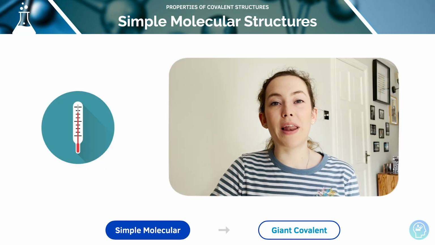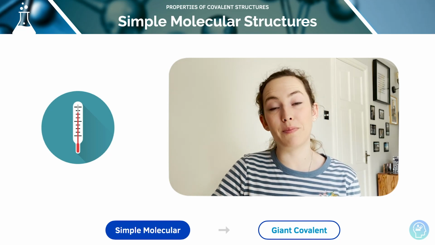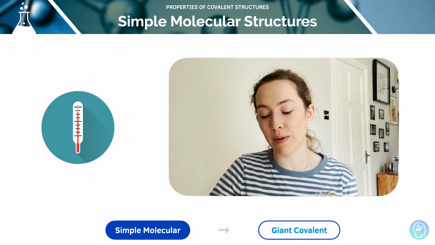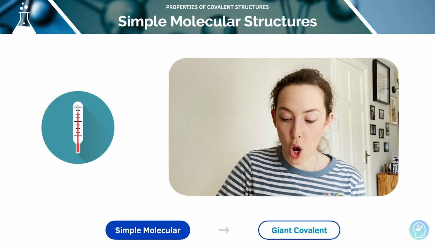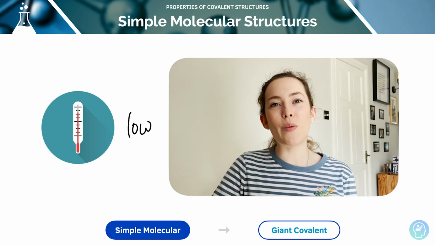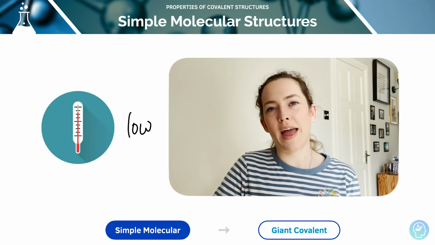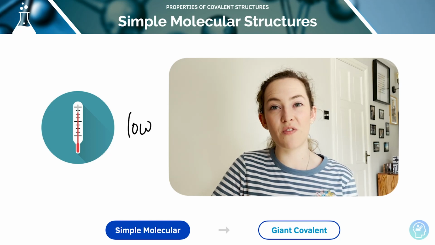You'll find that simple molecular structures have a low melting point and boiling point. A lot of them are liquids or gases at room temperature and pressure, in comparison to other molecules. So I'll put low melting and boiling point here. Why do they have a low melting and boiling point? What information do you know about them? Pause the video and have a think.